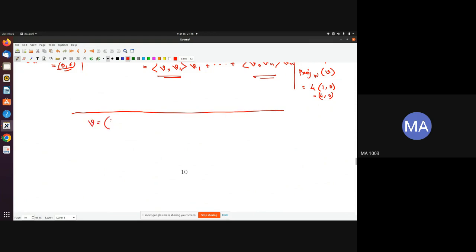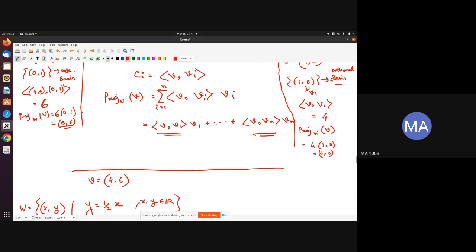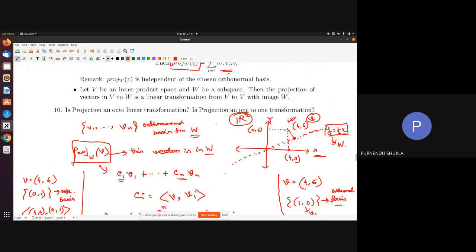G was (4,6). Our straight line was y equal to 1/2 x. So let me write it: {(x, y) such that x, y in real}. This is how we defined m equal to half. Sir, you have chosen it? Okay, it can be anything. I have particularly chosen half because the line I have drawn is kindly looking like half.